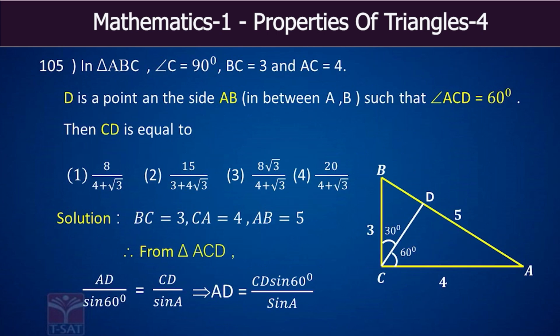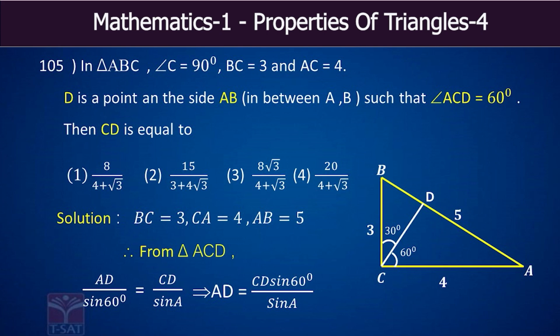Option number 2. In triangle ABC, angle C is equal to 90 degrees. BC is equal to 3 and AC is equal to 4. D is a point on the side AB in between A and B, such that angle A is equal to theta, and angle ACD is equal to 60 degrees. You can see the diagram. Then CD equal to, now BC is equal to 3 and CA is equal to 4 and AB is equal to 5.